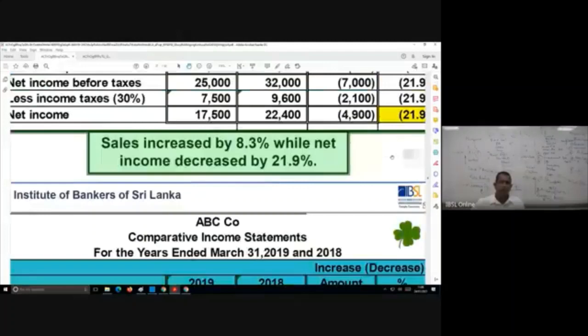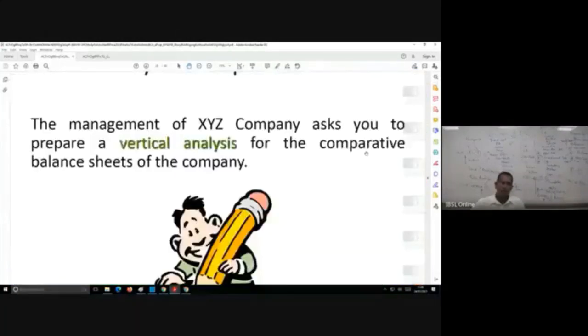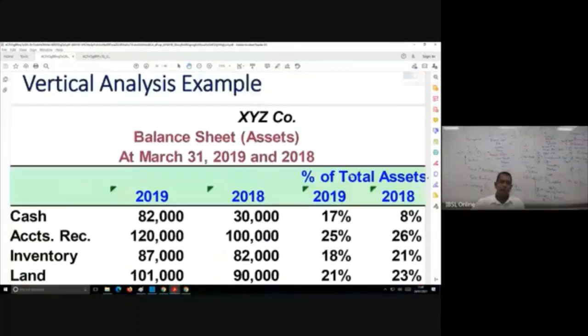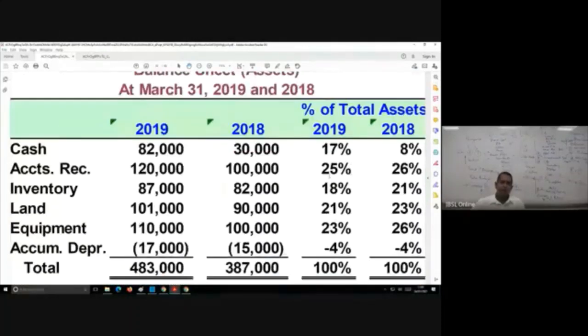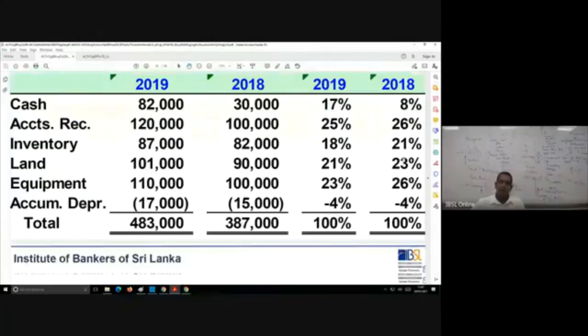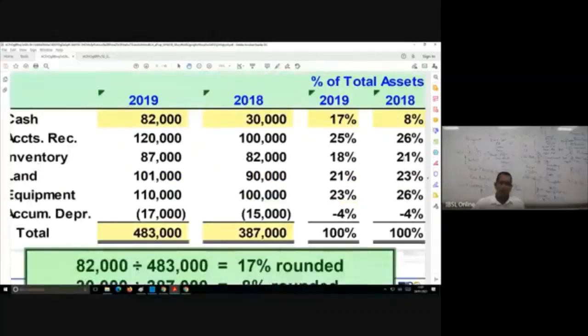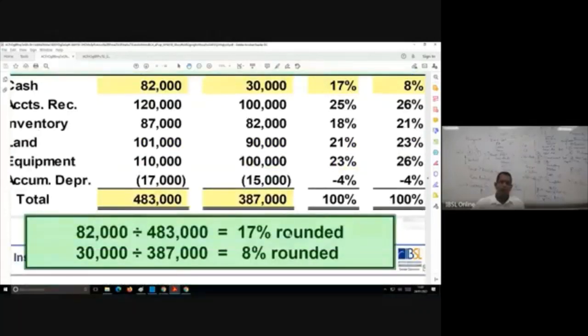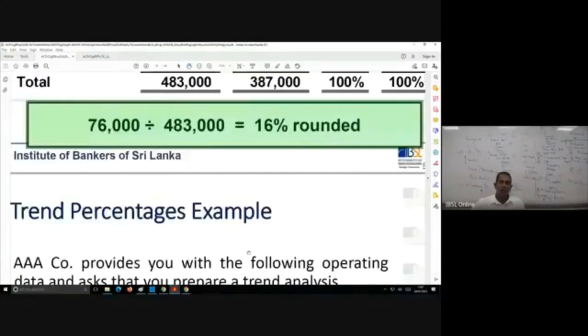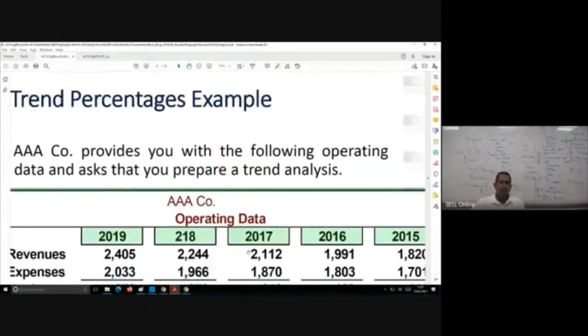Similarly, here, vertical analysis, the management, see this one. So it is cash 82,000 divided by 483,000, 17%. Earlier it was 8%, now it is 17%. 30 divided by 387, right? Similarly, you can apply it to any item. This is the vertical analysis. So you can put it to it. Then you have the trend percentage analysis.